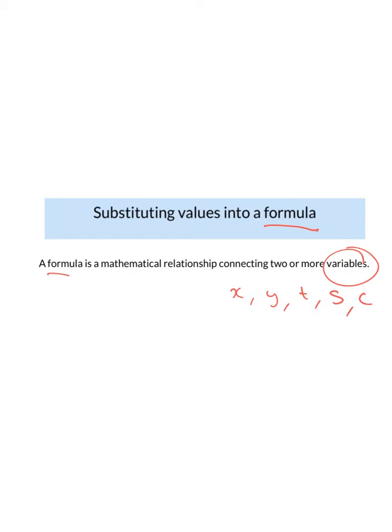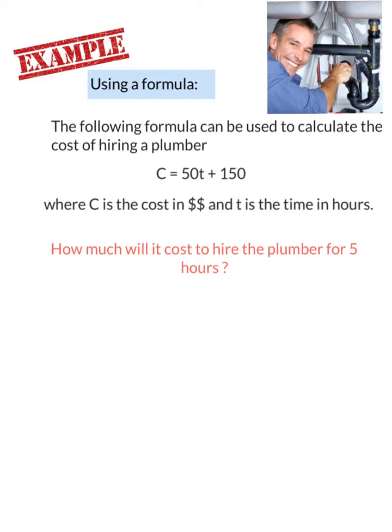Some formulas you may have seen include finding the perimeter. The perimeter of a square is equal to 4L, where that means 4 times length. There's lots of other ones that you would have seen along the way, but let's have a look at a worked example. So using a formula, here we go.